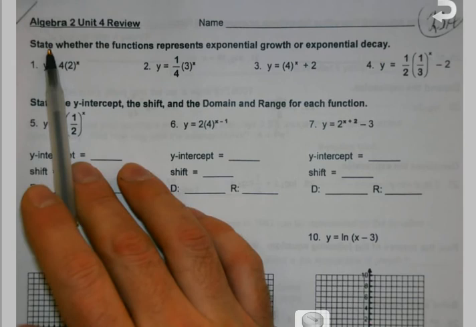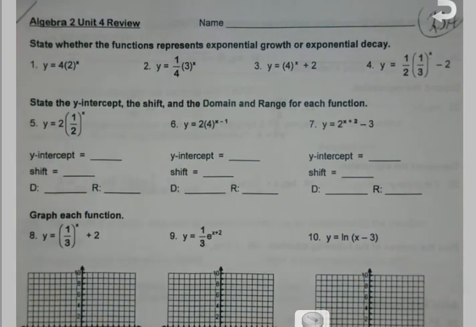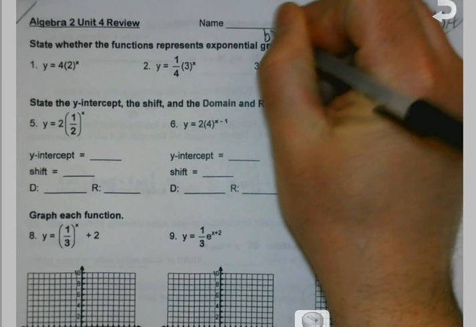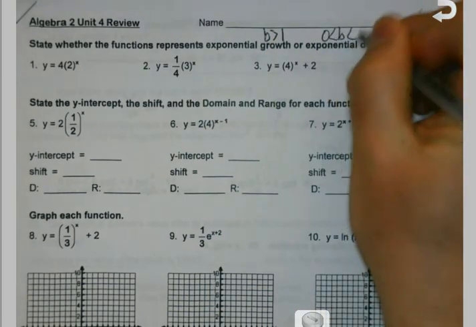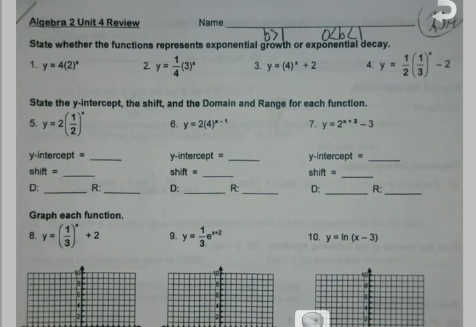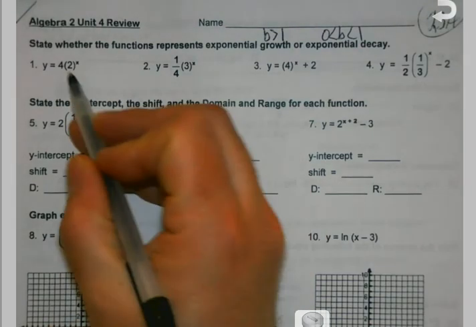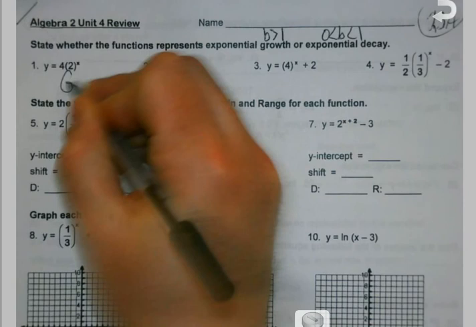All right, starting up here. State whether the functions represent exponential growth or decay. Remember, growth is when my base value is greater than 1. And if it's between 0 and 1, that's when I see decay, except for a rare circumstance if I have a negative exponent. So here I start looking, no negative exponents, we got growth.